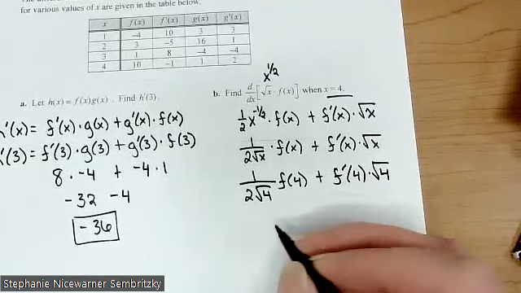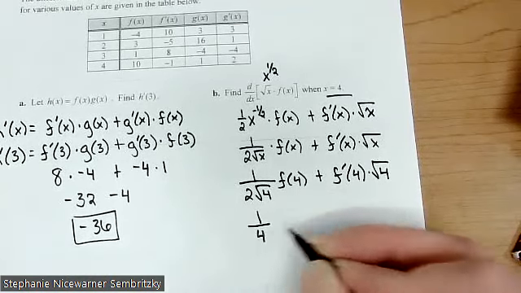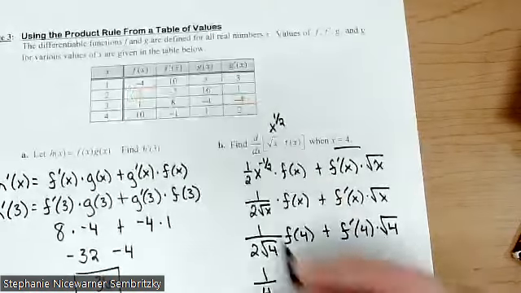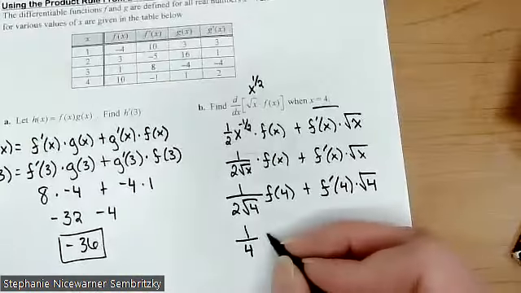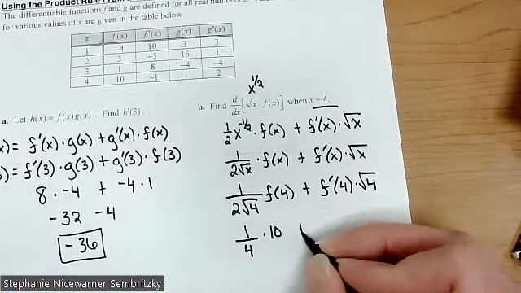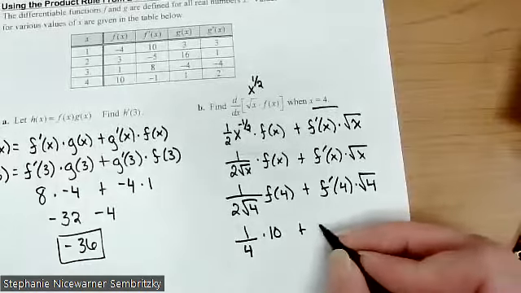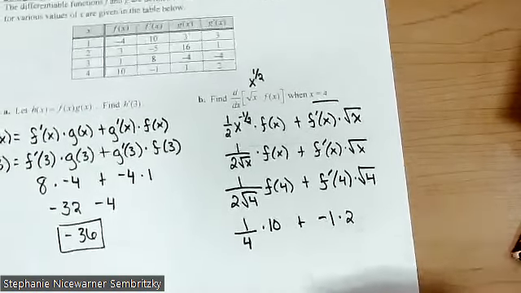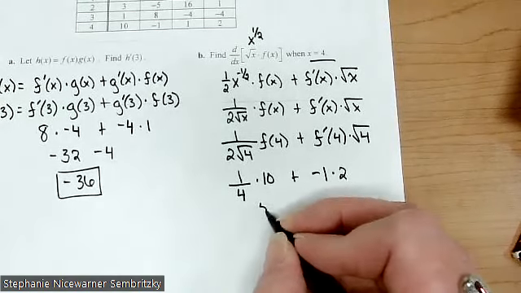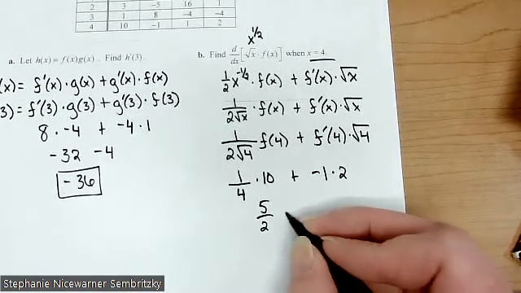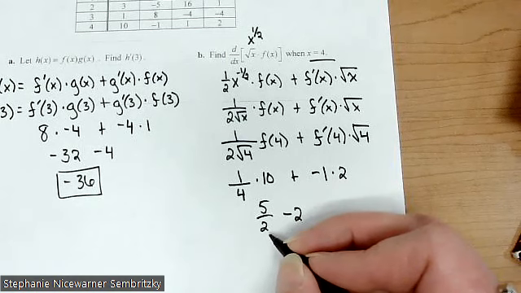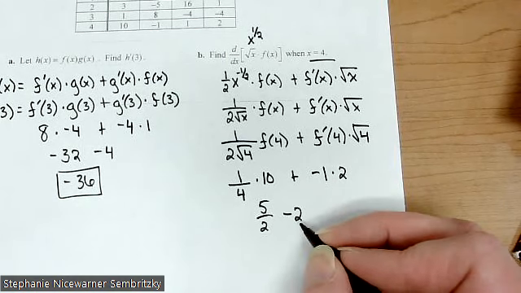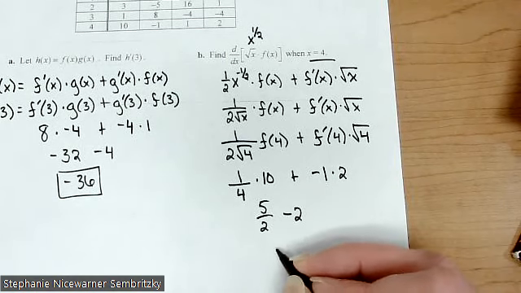So the square root of 4 is 2, so this is 1/4. F of 4 is 10. And then f prime of 4 is -1. And the square root of 4 is 2. So I get 5/2 minus 2. That's really 2.5 minus 2. This would just be 1/2.